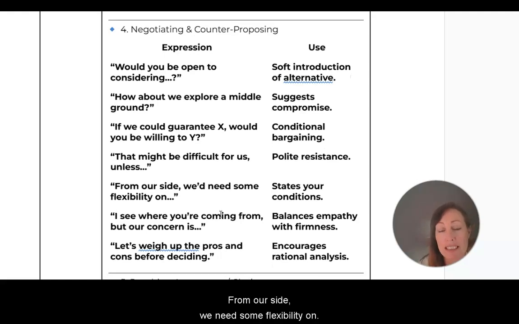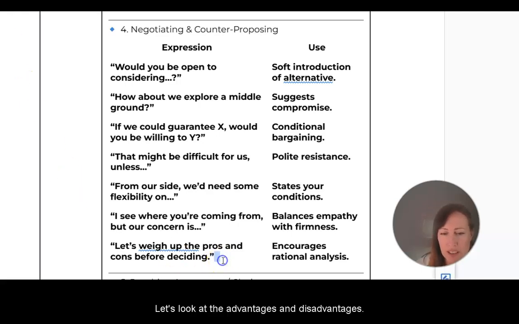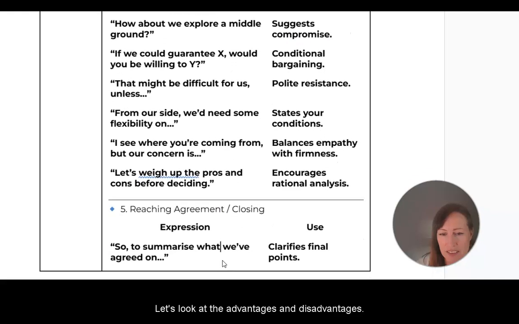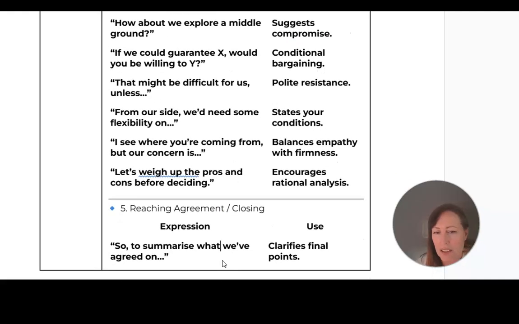From our side, we need some flexibility on, I see where you're coming from, but our concern is, or the problem is, let's weigh up the pros and cons. Let's look at the advantages and disadvantages. Okay, so trying to reach an agreement then, or trying to close, reach a compromise.